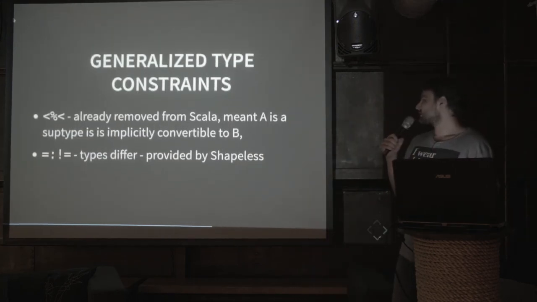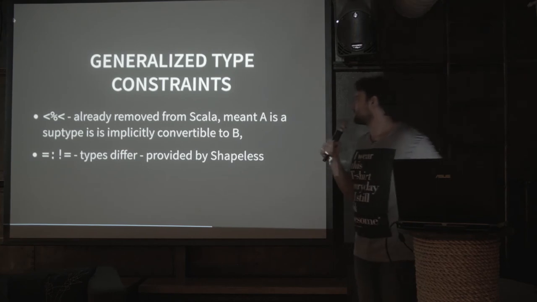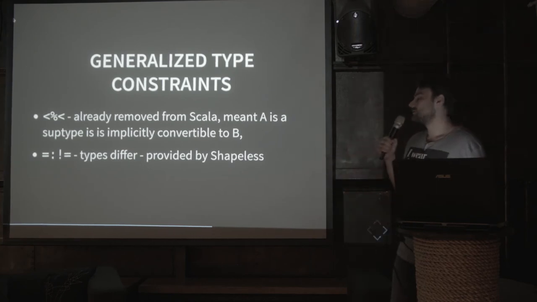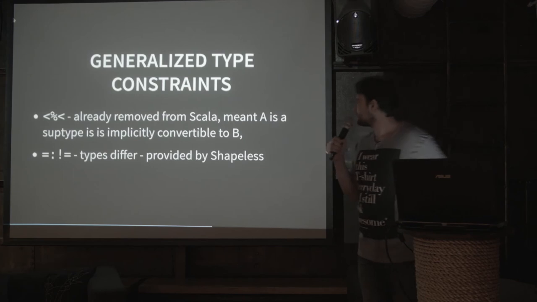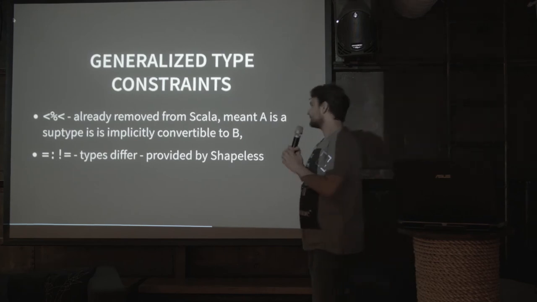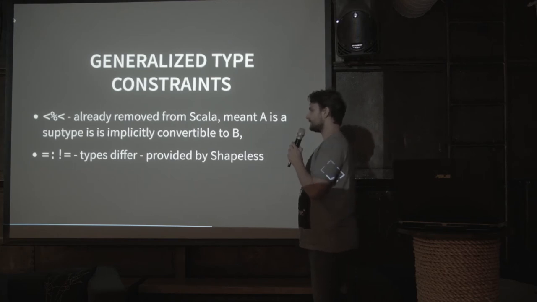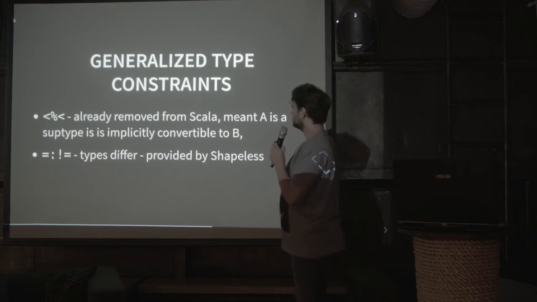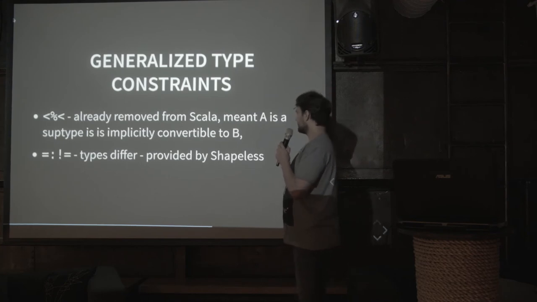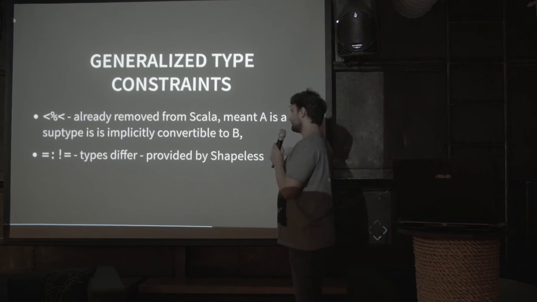There are also two other generalized type constraints that are not available in the normal Scala. One of them is already removed, so I'm mentioning it because you may be using some very old Scala, like Scala 2.8 or 2.9, but I think it finished with Scala 2.8. There was also a more relaxed version of this subtype constraint, which also allowed passing things if the type A was a subtype or could be implicitly convertible to type B.